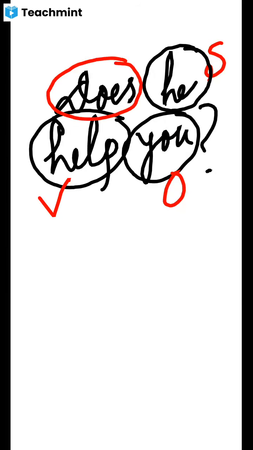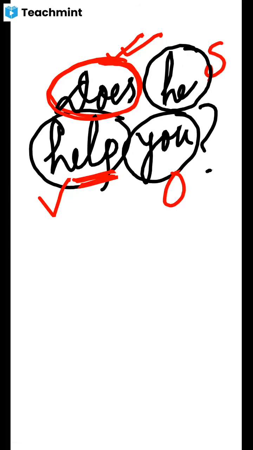So this does has been used to make it a question. To make the sentence a question, the word does has been extracted. That means it has been taken from the word help, from the main verb help. If it is an assertive sentence... In our previous class, I also told you that whenever you are given an interrogative sentence, first of all change the sentence into assertive. Then it will be easier for you to change the voice, and the answer will be correct also.